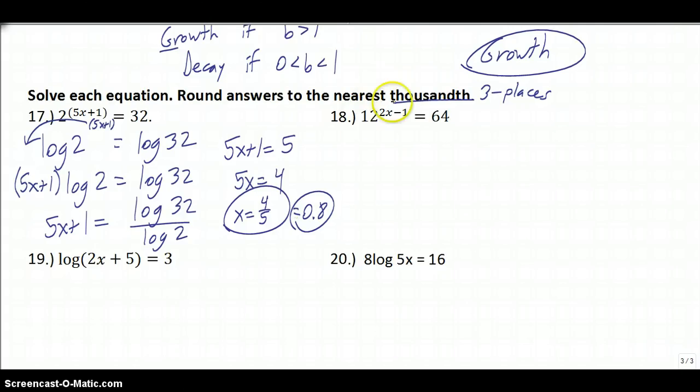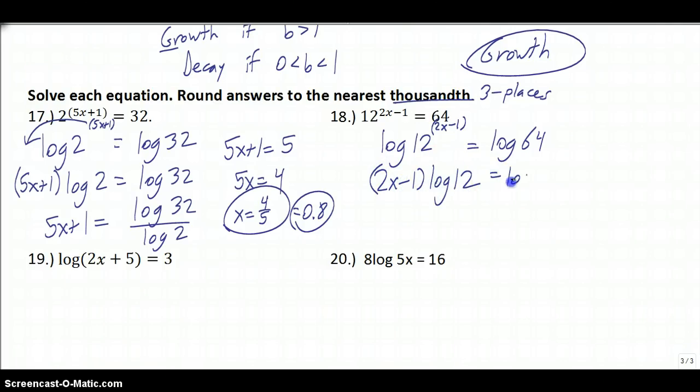Number 18, let's do the same way. Log it. Log both sides. Okay. Why that one's in parentheses and that one's not, I don't know. Anyway, the 2x minus 1 comes out front. You have the log of 12 and you have the log of 64. You're going to go ahead and divide both sides by log of 12. And this one I don't think is going to come out as nice as the last one. Log of 64 divided by log of 12.